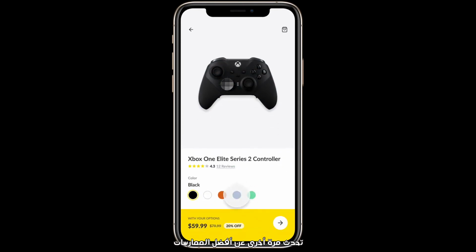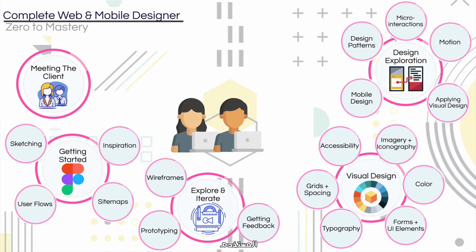Again, we talk about best practices, about the importance of motion and animations, and how we can make the user interact with our product in a way that is exciting to them, that creates good user experience. Lots to cover in this section.